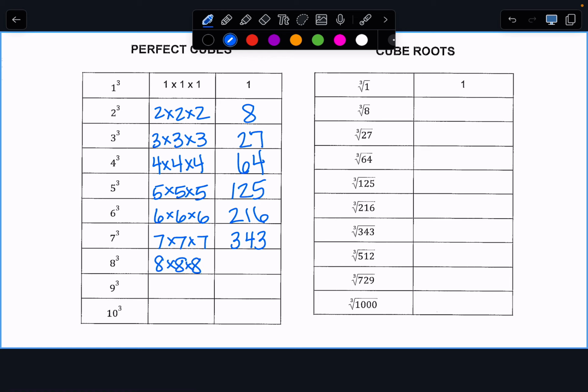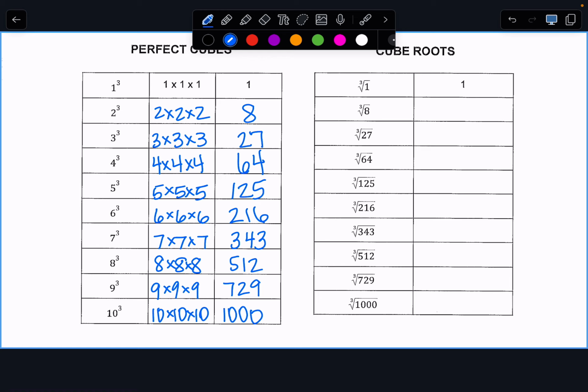8 times 8 times 8 is 8 cubed, which is 512. 9 cubed, 81 times 9 is 729. But without a calculator, we can do 10 cubed. 3 zeros we tack onto that one.